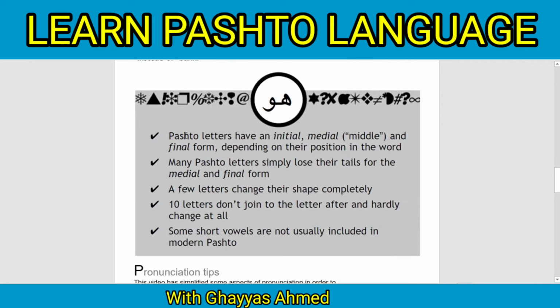Pashto letters have an initial, medial, middle and final form depending on their position in the word. Many Pashto letters similarly lose their tails for the medial and final form. These things must be remembered. A few letters change their shape completely. 10 letters don't join to the letter after and hardly change at all. Some short vowels are not usually included in modern Pashto.